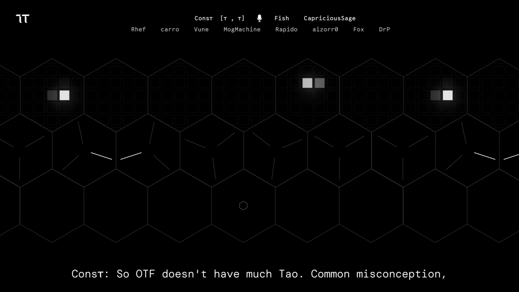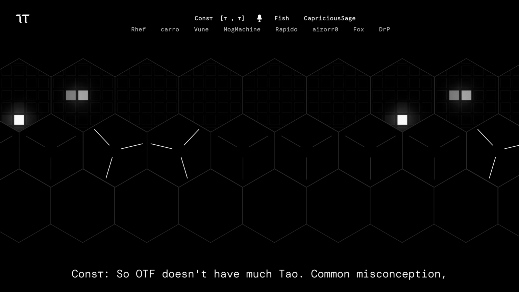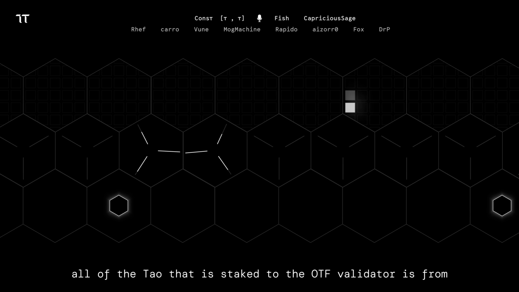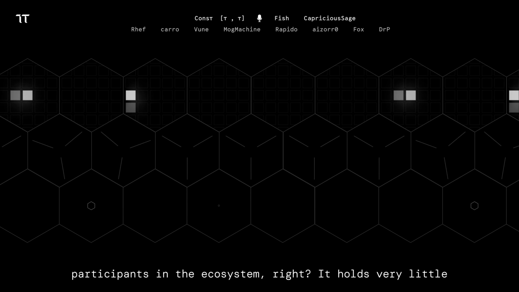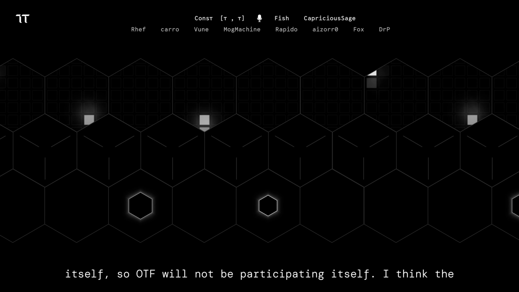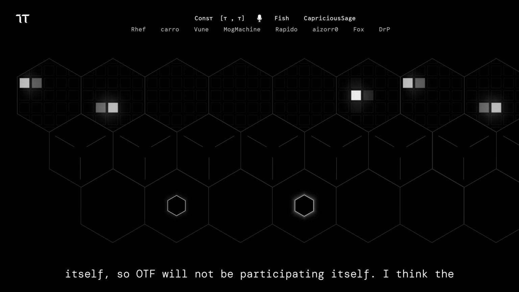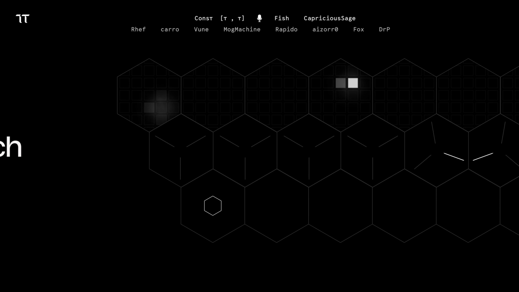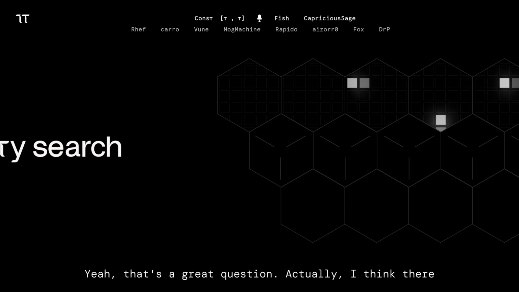So OTF doesn't have much tau. Common misconception. All of the tau that is staked to the OTF's validator is from participants in the ecosystem, right? It holds very little itself. So OTF will not be participating itself. I think the question is more like, what are other people going to do? Yeah, that's a great question.